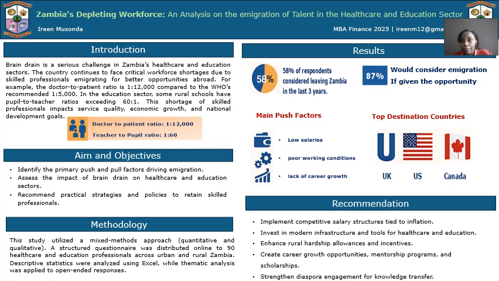Another recommendation is to enhance rural hardship allowances and incentives. Currently, these are being offered, but an enhancement would definitely go a long way, as it will also mitigate any inflationary factors that may have risen. The other point is to create career growth opportunities, mentorship programs, and scholarships, so people can be motivated to further their studies in this sector.